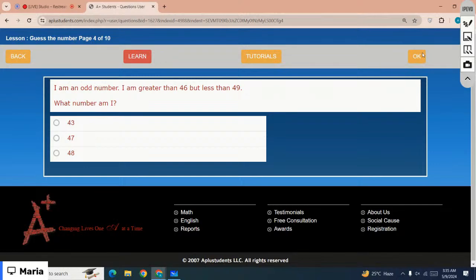I'm an odd number. I'm greater than 46 and less than 49. What number am I? The number is odd. Odd numbers are the numbers that cannot be divisible by 2. So the number is 47 because 48 is an even number. The correct option is 47.